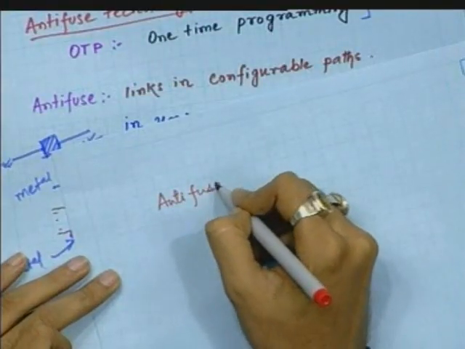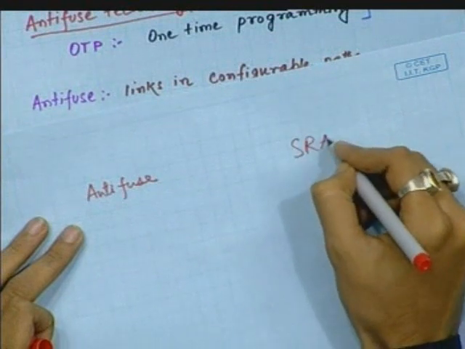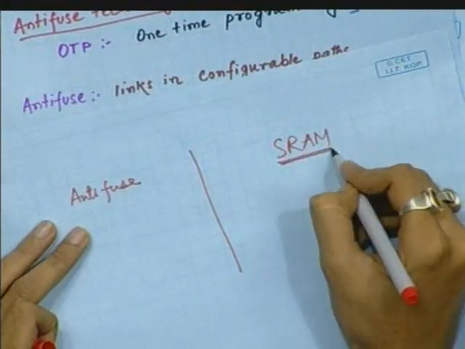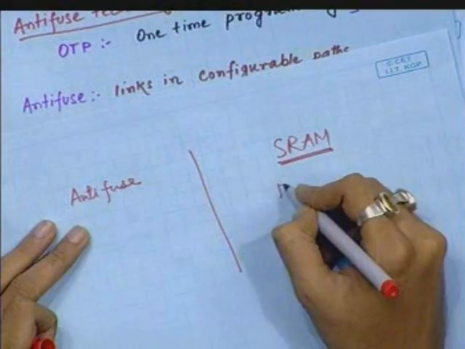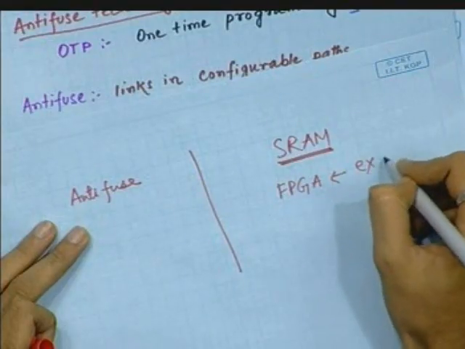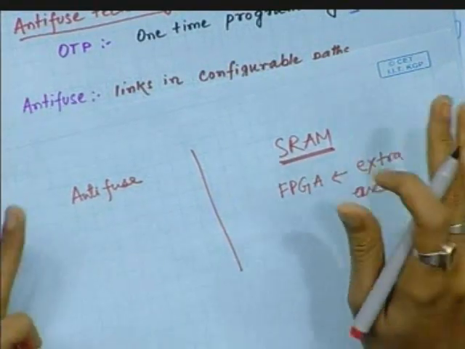Antifuse is there. Why is it there? We should know why antifuse is there. Now, what is SRAM? These are actually memory elements. You can say that these are D flip-flops or something like that. So in the FPGA, they are taking some extra area, which is rather not a part of our logic. It is blocking some area.